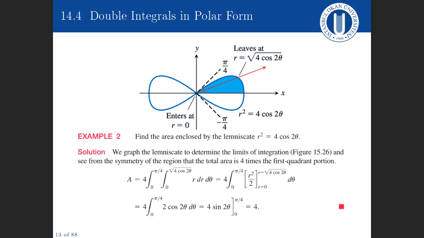Look at a ray. For example, this ray which is drawn in red on the picture. Where does this enter? It enters when r is equal to 0, and it leaves when r is the square root of 4 cos 2 theta. So we're going to be doing the integral between 0 and the square root of 4 cos 2 theta. And never forget, we always have to have an extra r here. It's r dr d theta.